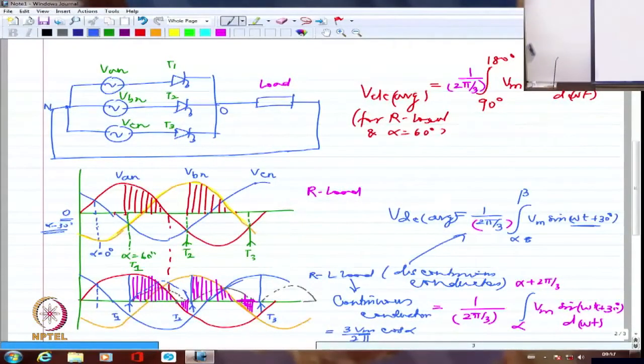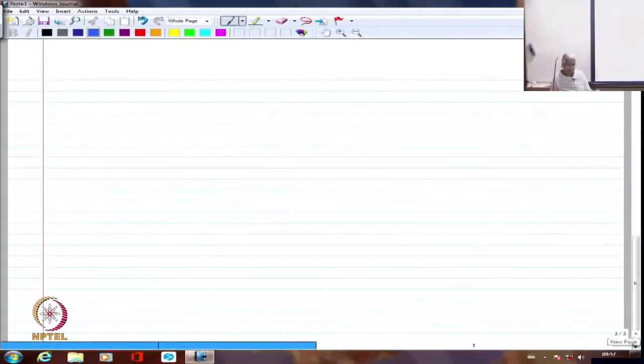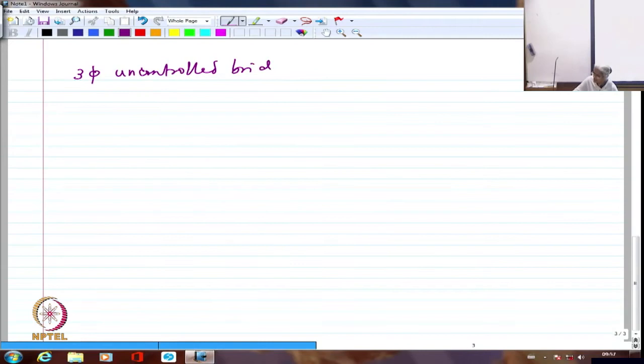Right. Now we are going to come to three-phase, uncontrolled, bridge, full wave rectifier, of course. Bridge has to be full wave, that's why that is redundant. Yes.